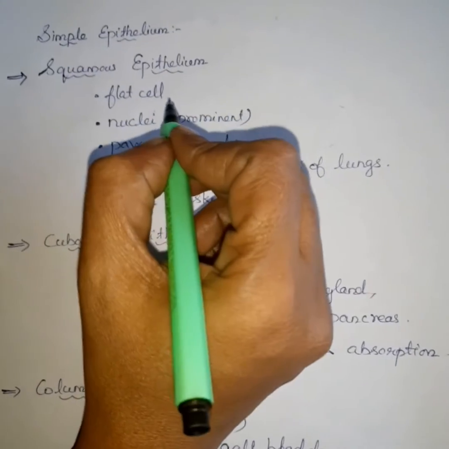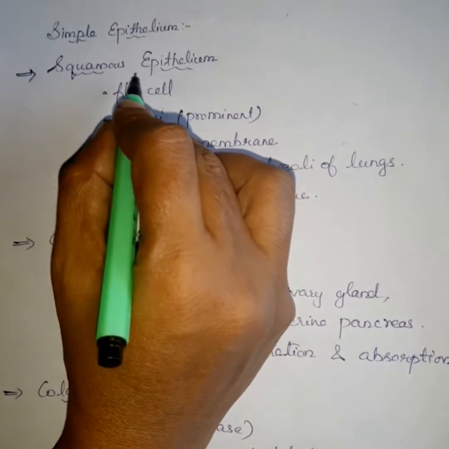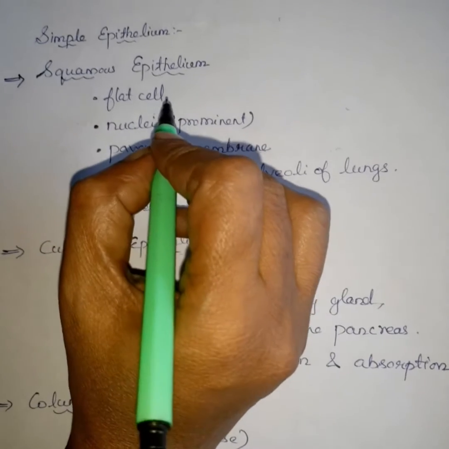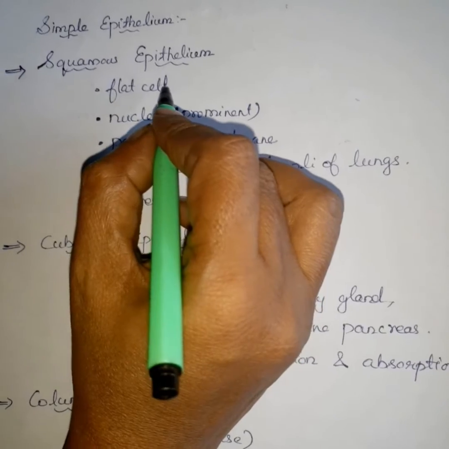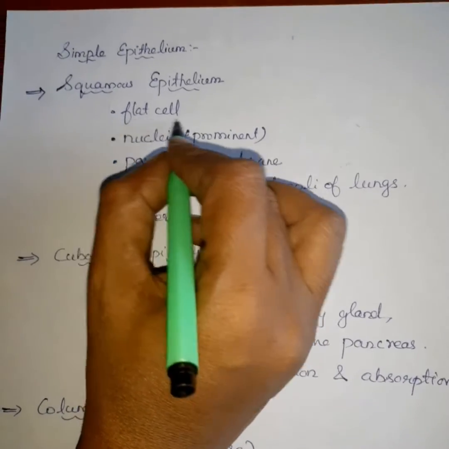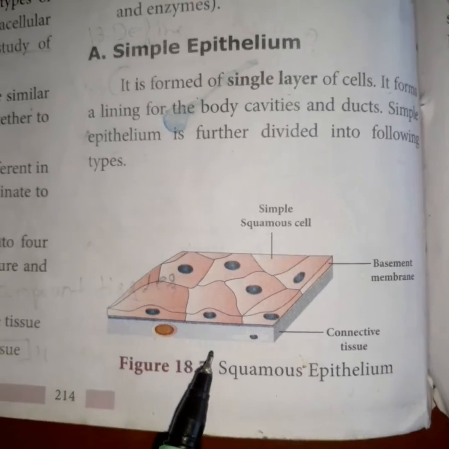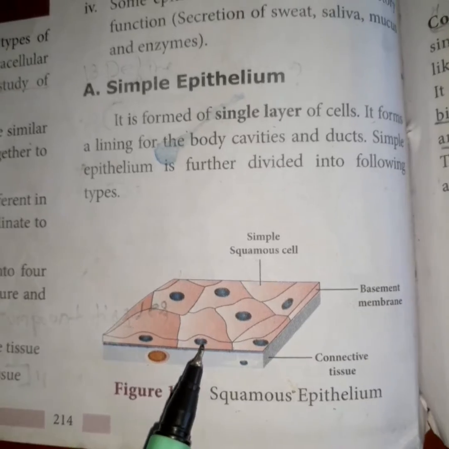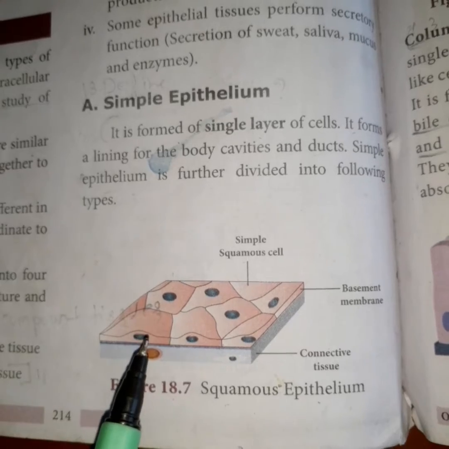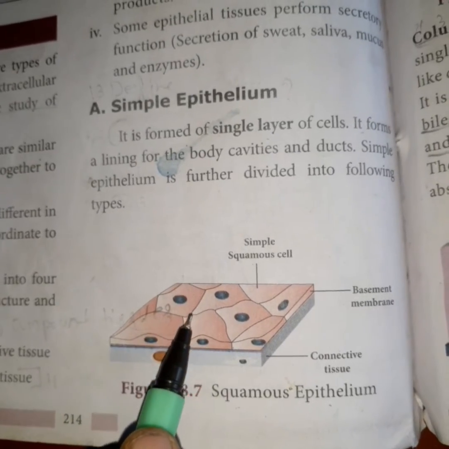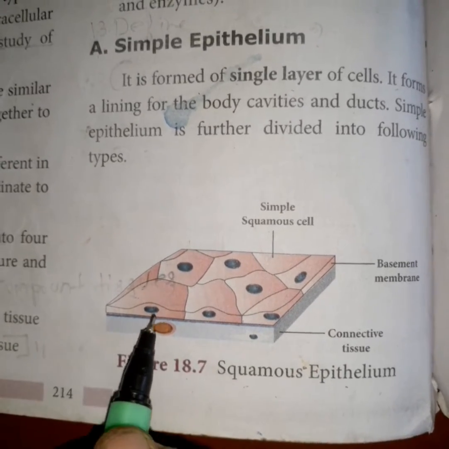The first type of epithelial tissue is squamous epithelium. The squamous epithelium is a tissue made up of a group of cells. These cells are called flat cells. This is the diagram of the squamous epithelium tissue. It is made up of flat cells, but they have an irregular outline. These cells have the nucleus at the center.